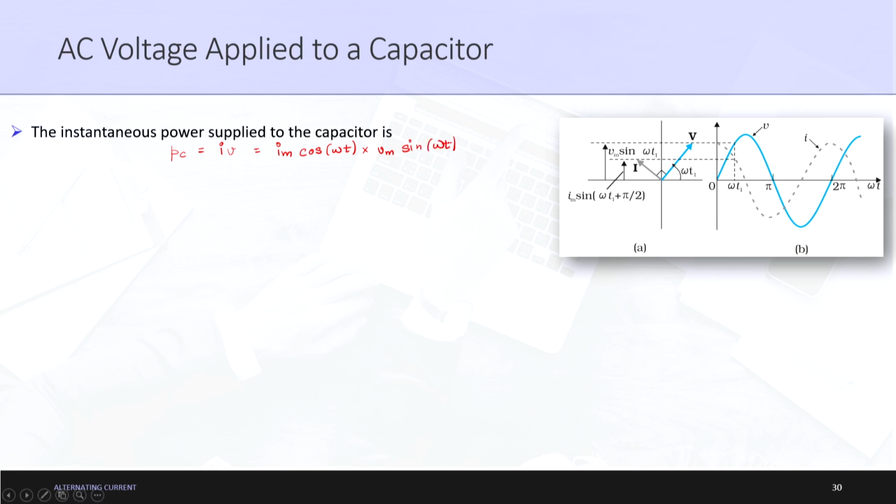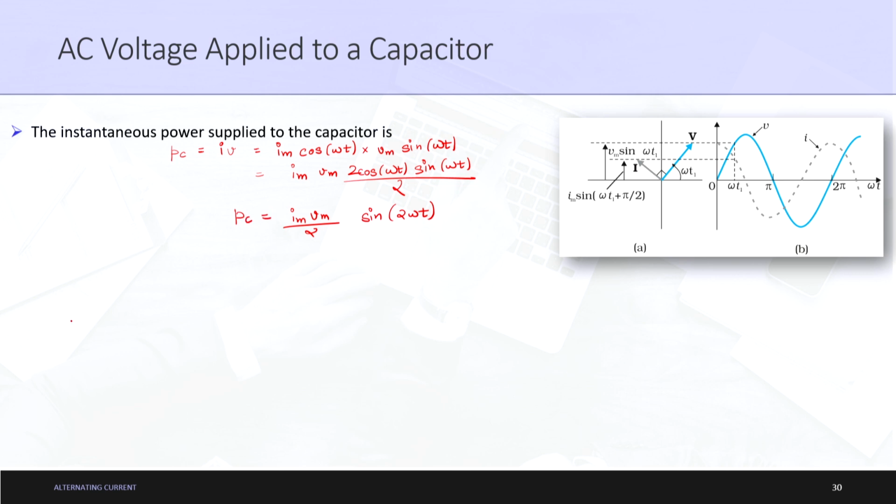The difference in instantaneous power for a capacitor and an inductor is only this: for the inductor it was minus Im cos omega t into Vm sin omega t, but in the case of the capacitor it is plus Im cos omega t into Vm sin omega t, only a difference of plus and minus. Similarly, we can write this as Im Vm cos omega t sin omega t. Multiplying and dividing by 2, we get Im Vm by 2 into sin 2 omega t. This is the instantaneous power Pc.